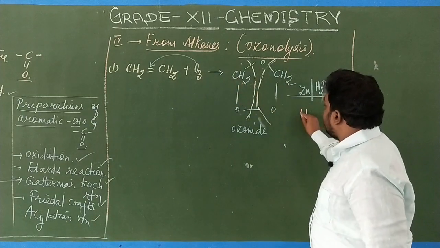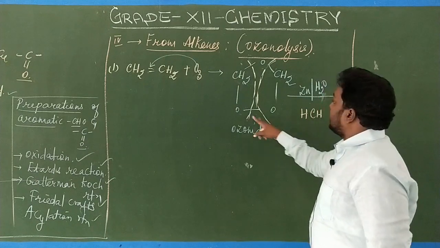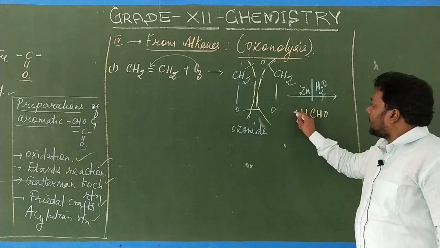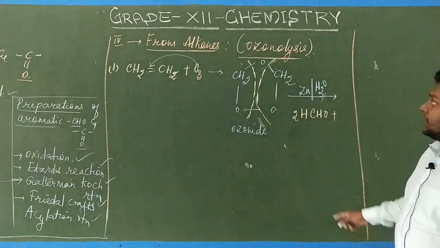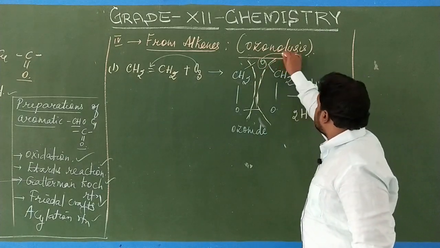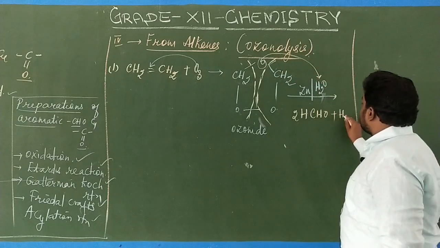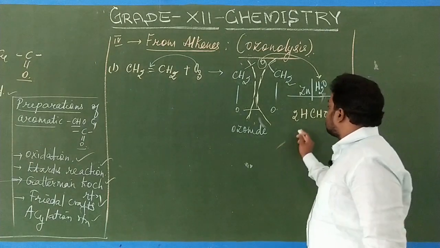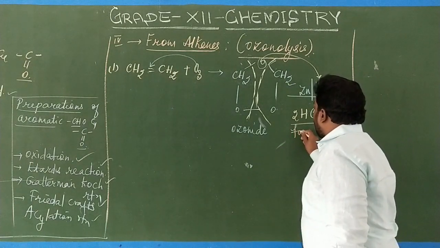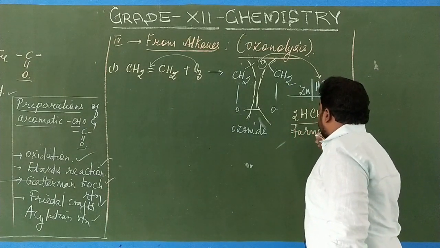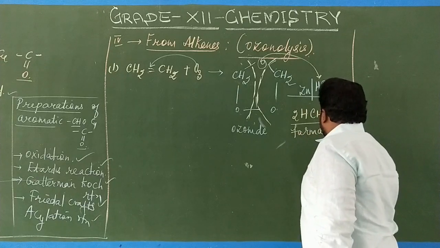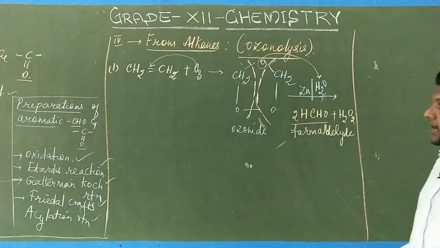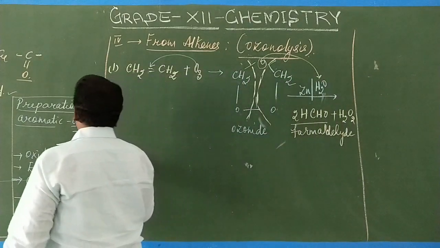CH2, I can write it as HCH, and then this O will combine here, and similarly HCHO, two times formaldehyde, plus one oxygen. This oxygen combines with the water and forms H2O2, which is called hydrogen peroxide. So here we have got an aldehyde. What is the name of this aldehyde? Formaldehyde. This is the first reaction.